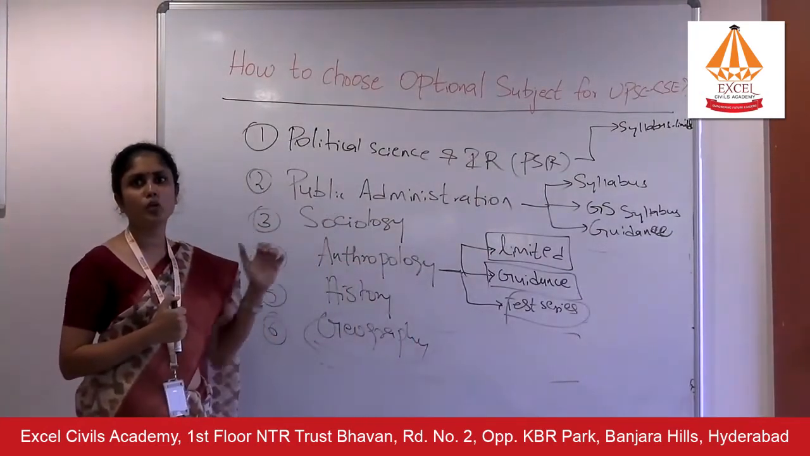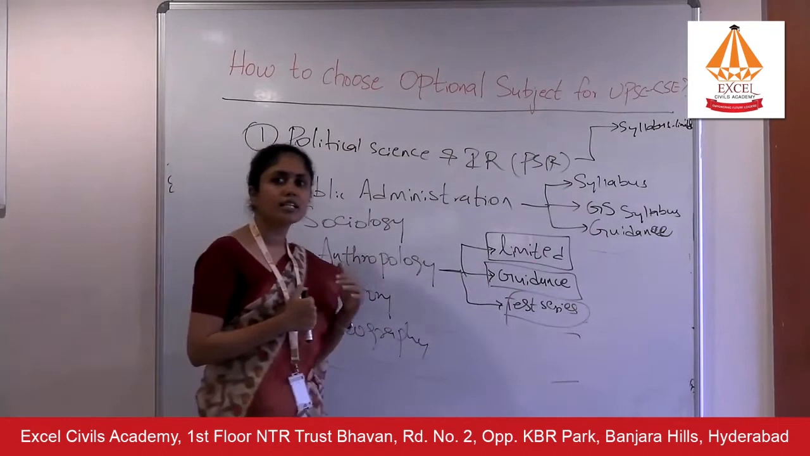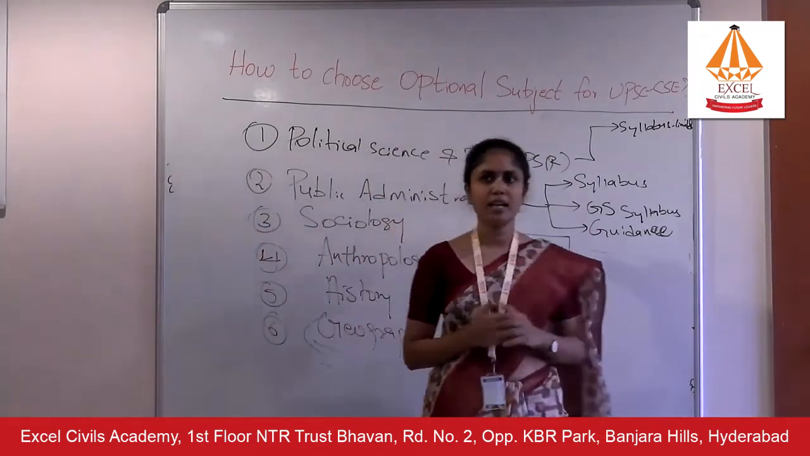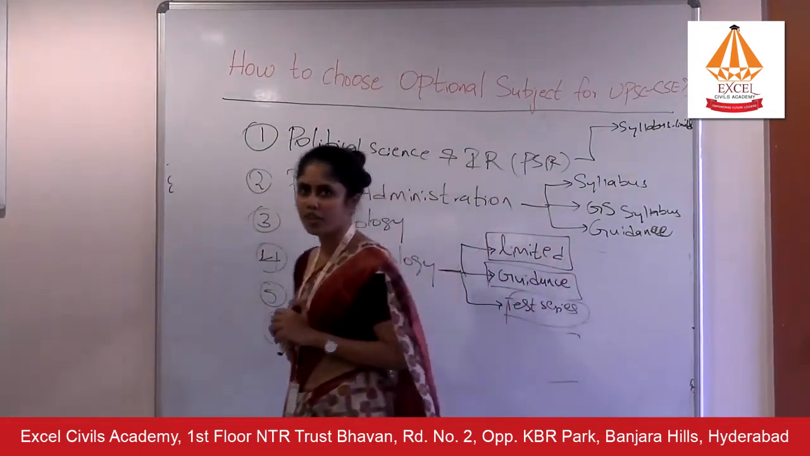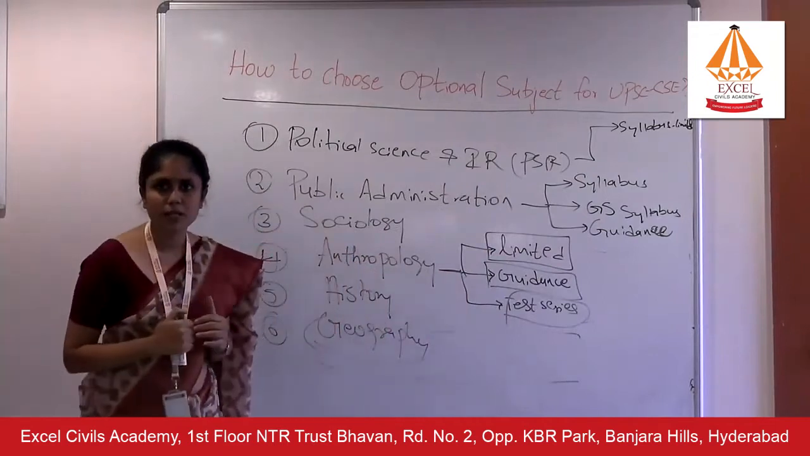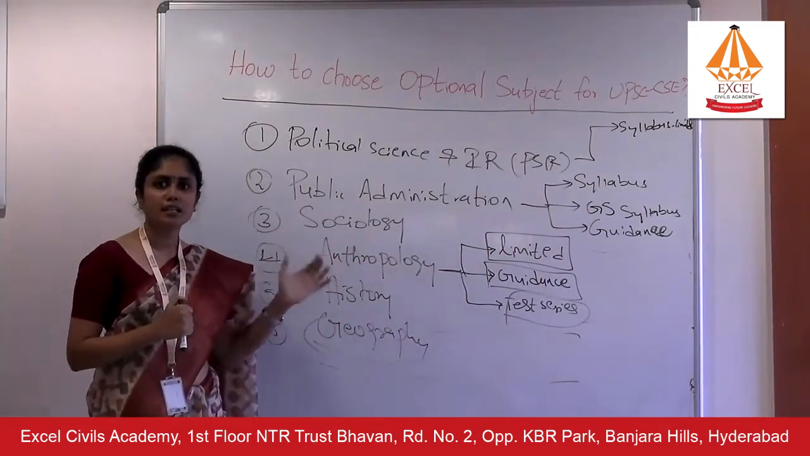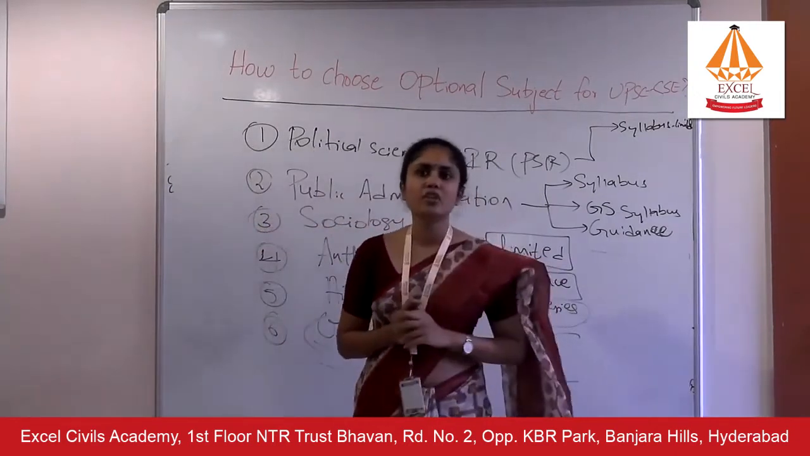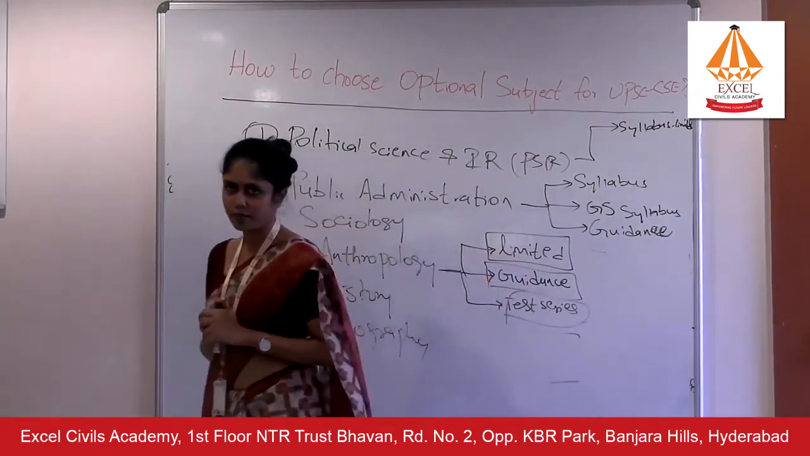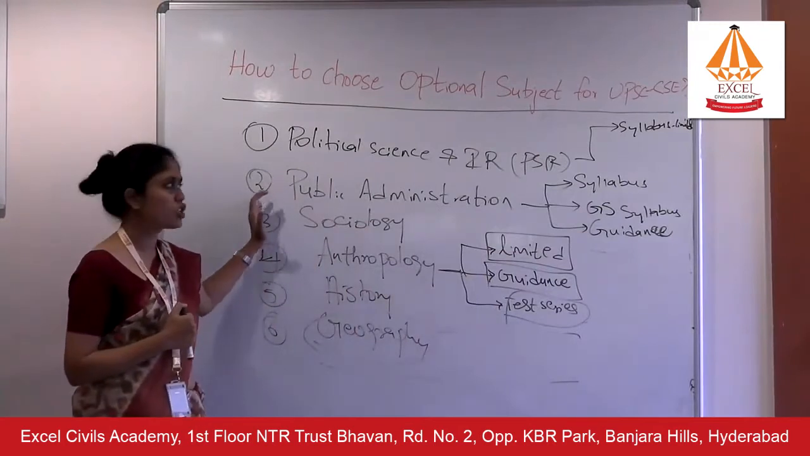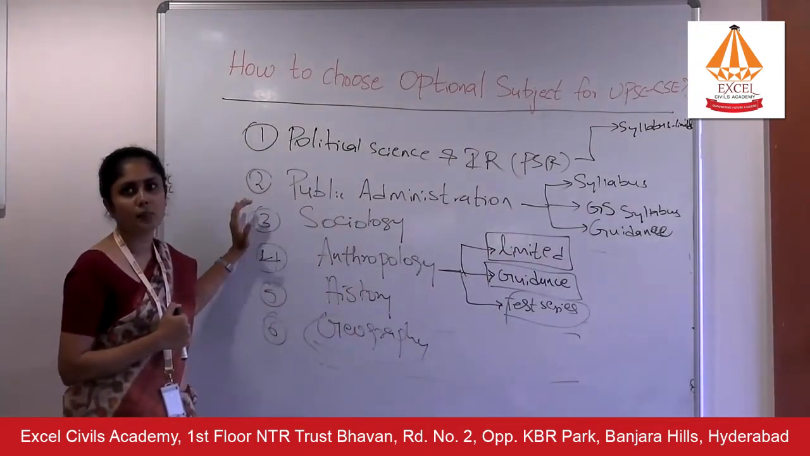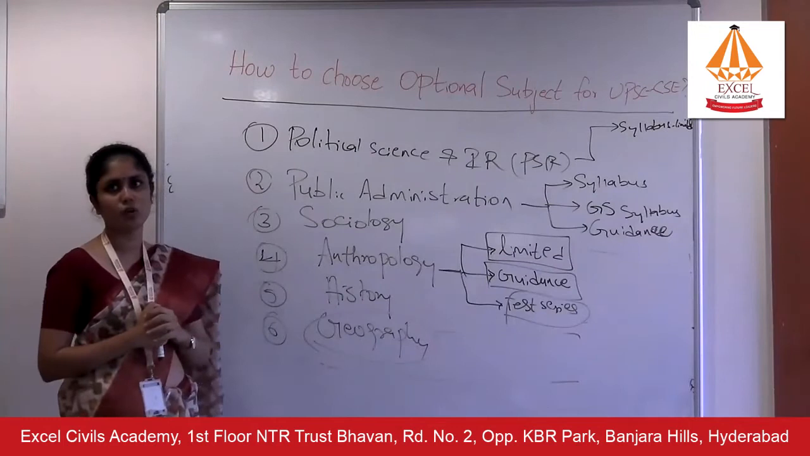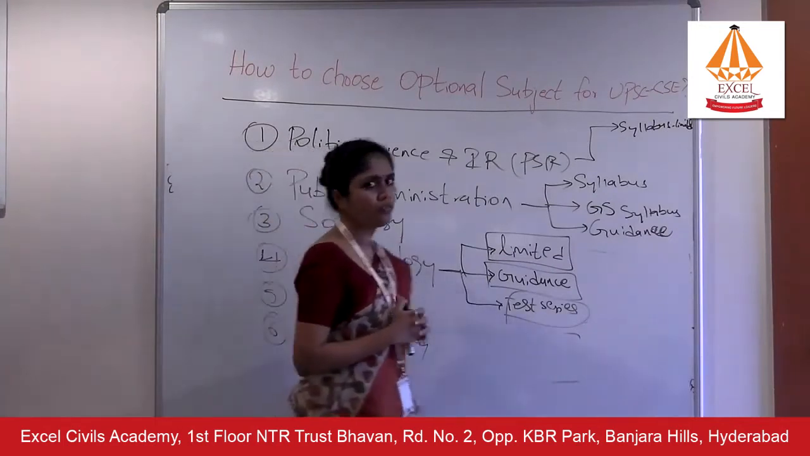Then you will be able to analyze whether you are interested in that particular subject or not, right? Having interest in that subject is very, very important. Try to go through the syllabus, try to understand the syllabus, attend these workshops for each of these optionals, and then you decide which optional subject you are interested in. Okay, if you attend these workshops, you will be able to understand the pros and cons of each of these social science optionals, and you can choose one of these optionals.